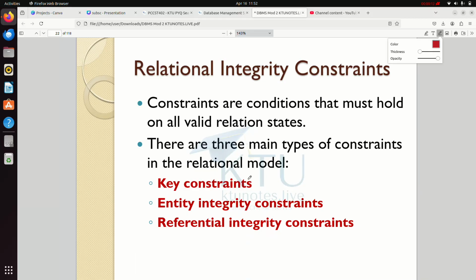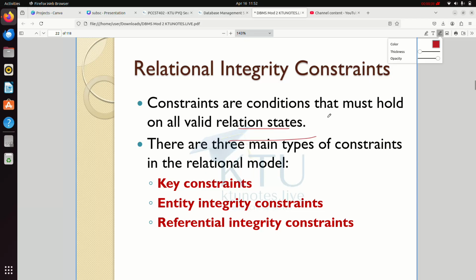There are different constraints or conditions that must hold for all valid relational states. What do we mean by relational states? The Cartesian products of the domain values. So there are some constraints that should hold true, and only then can the relational state be valid. Okay, this much we have understood. There should be some constraints.